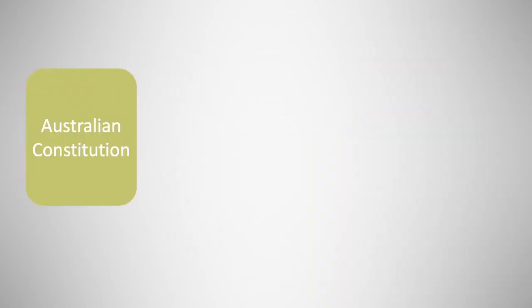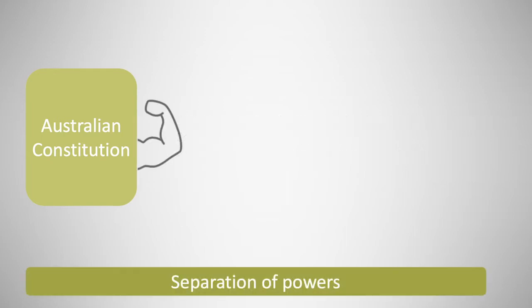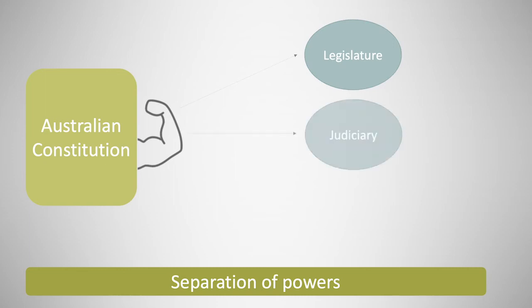The Constitution gives and sets out the division of powers between the federal and state governments and gives courts their powers. It also specifically states the areas that the federal government can legislate in. Under the Constitution, there is the important principle of the separation of powers. Under this principle, power is separated between the legislature, the judiciary, and the executive.